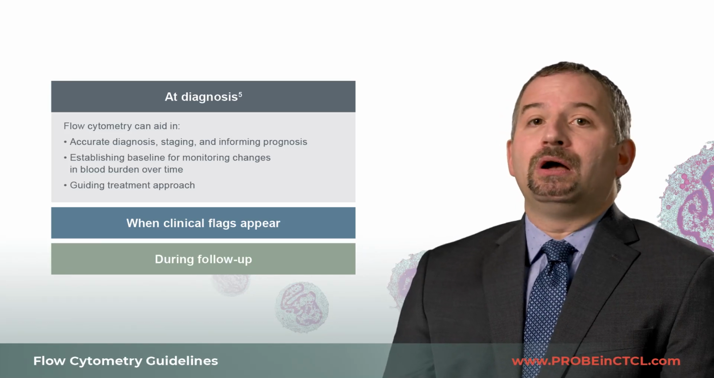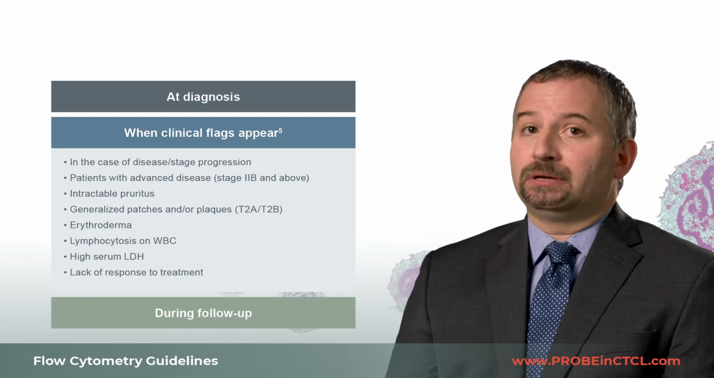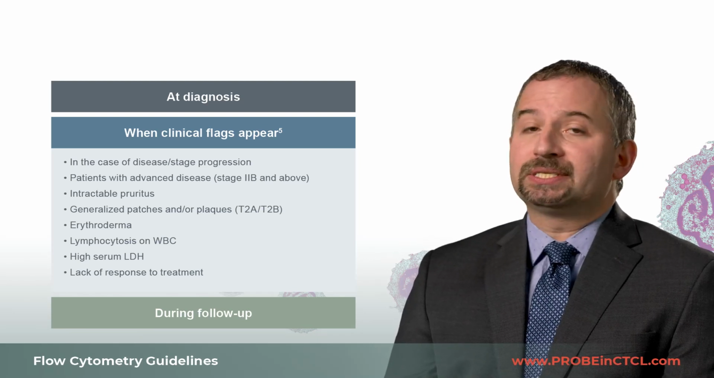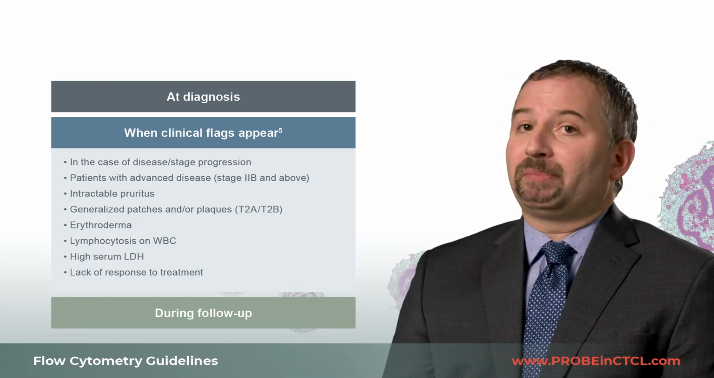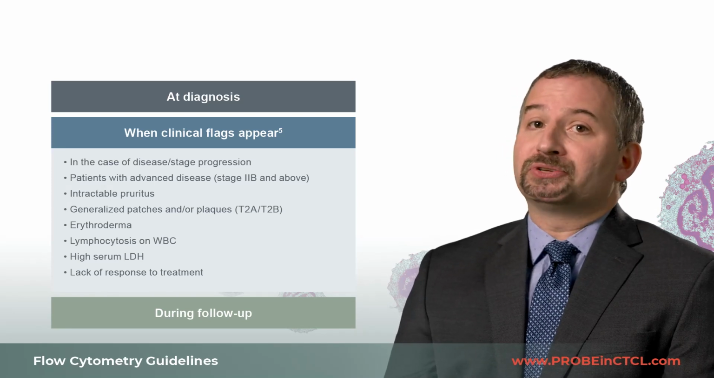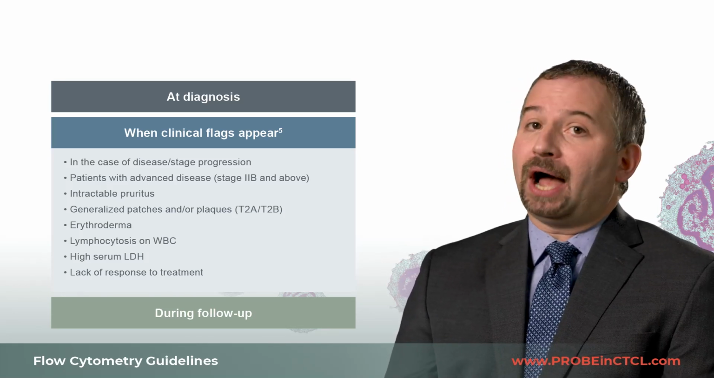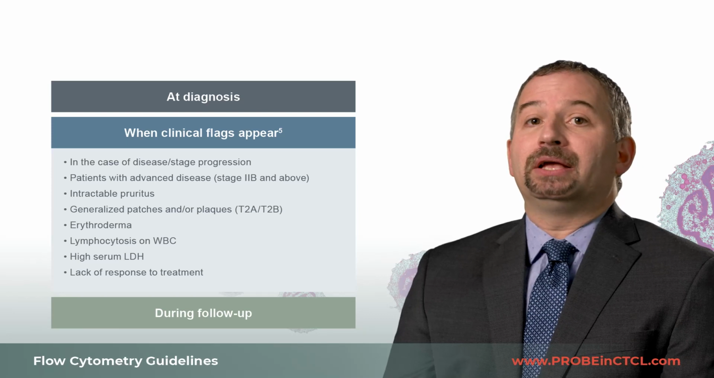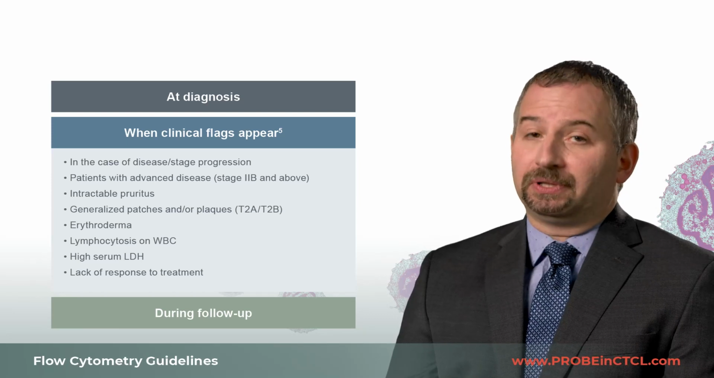Flow cytometry is also recommended when certain clinical flags appear, such as in disease progression, patients with advanced disease, intractable pruritus, generalized patches and/or plaques, erythroderma, and lymphadenopathy. Flow cytometry may also be considered in the case of abnormal lab results, such as lymphocytosis and white blood cell count, or high serum LDH, as well as in lack of response to treatment. Other flags may include lymphocytosis with associated hypercalcemia or absolute eosinophilia.